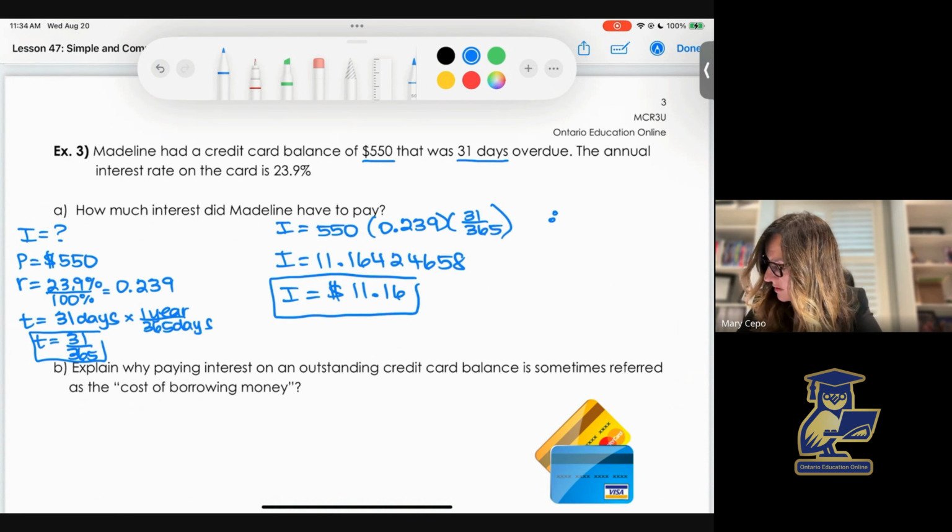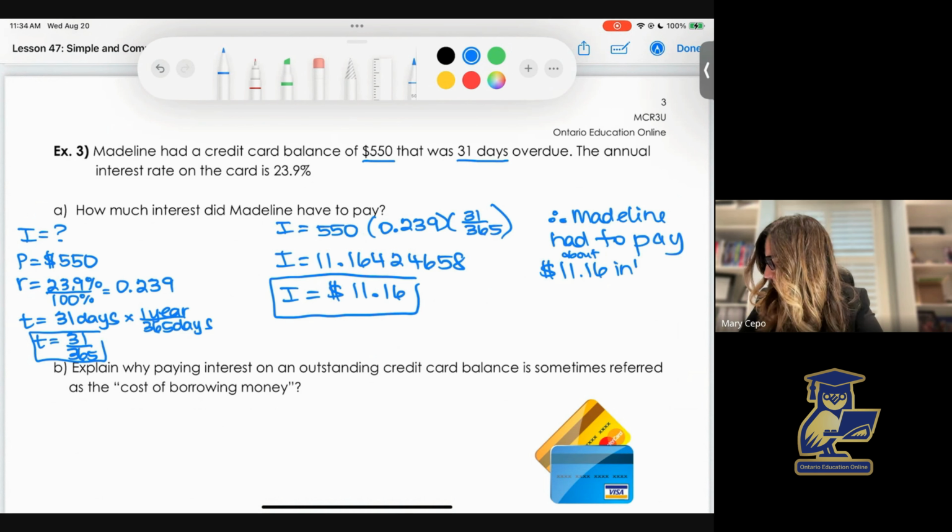Therefore, Madeline had to pay about $11.16 in interest.